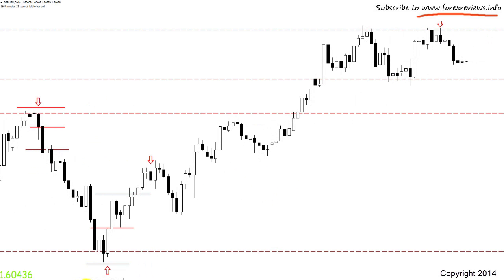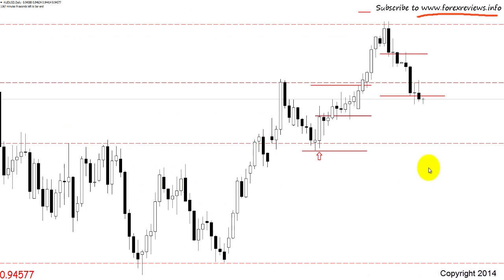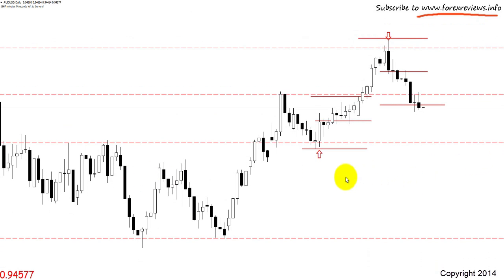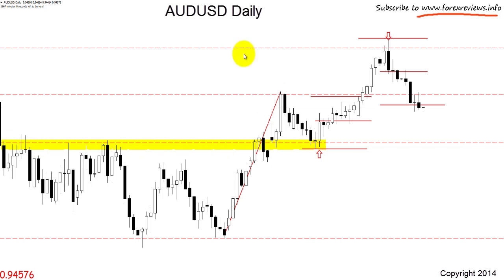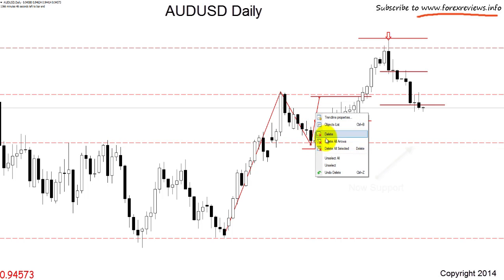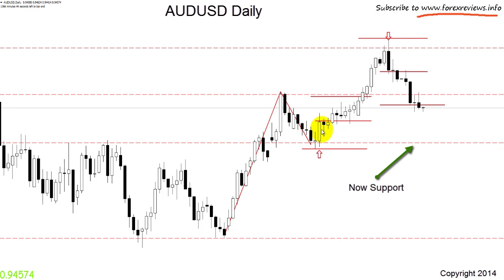All right, so let's go on to the next pair. This is the AUD US dollar daily. We had a bit of a structure play, which is price broke above resistance. Look left, structure resistance. Then what usually happens, as we went over in part 1 of the video series, price usually bounces back off previous resistance as support. So this was a great place to start looking for buy signals, and we got one right here.